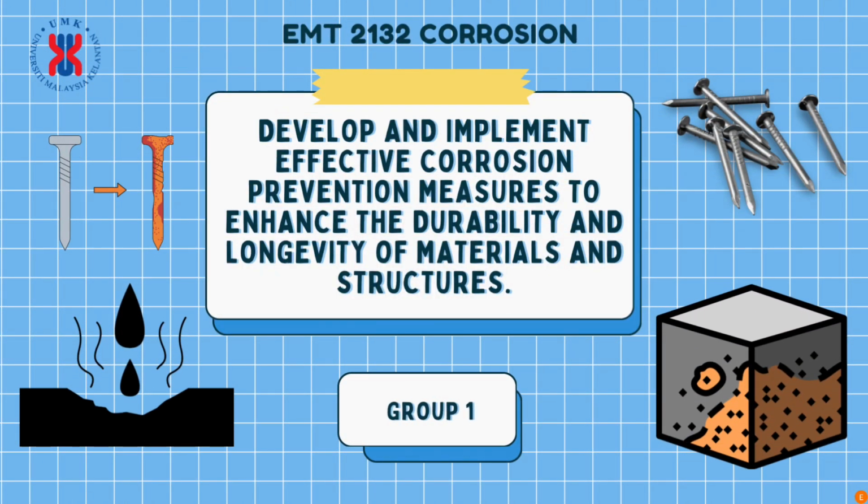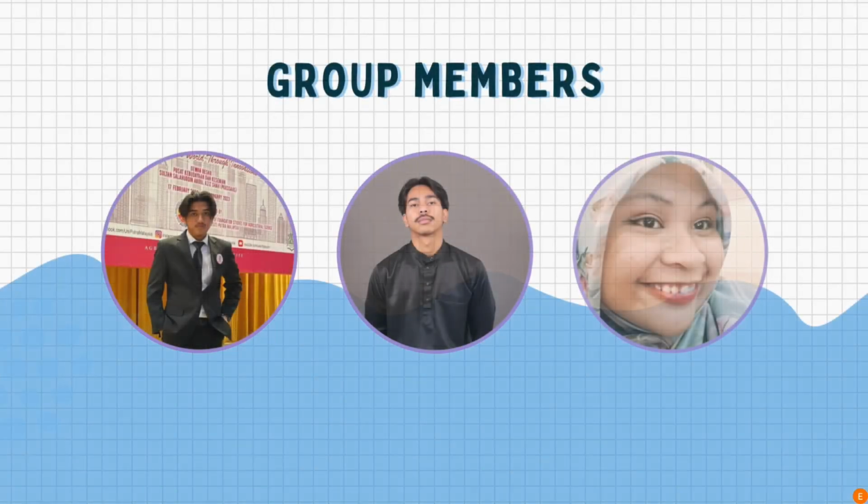Welcome to Group 1 case study video for EMT 2132 corrosion. The task at hand is to develop and implement effective corrosion prevention measures to enhance the durability and longevity of materials. These are the group members that contributed to the case study.